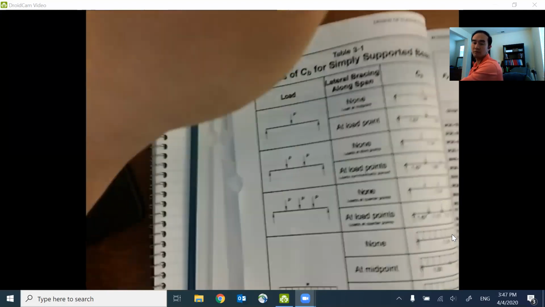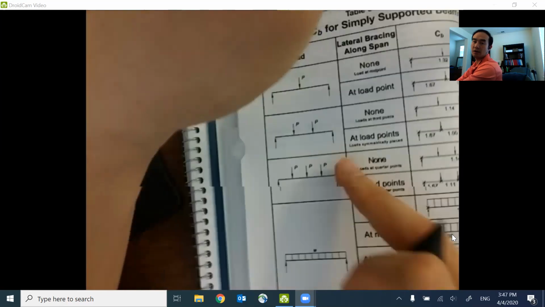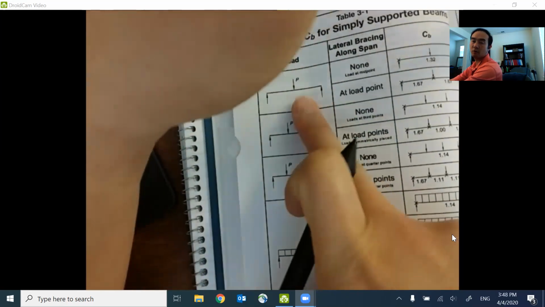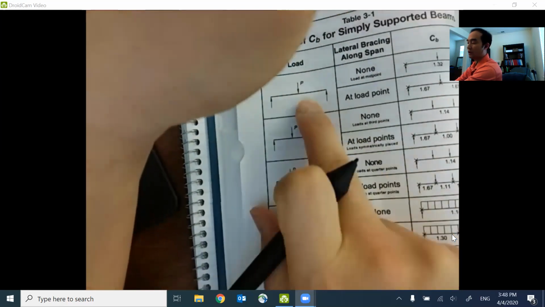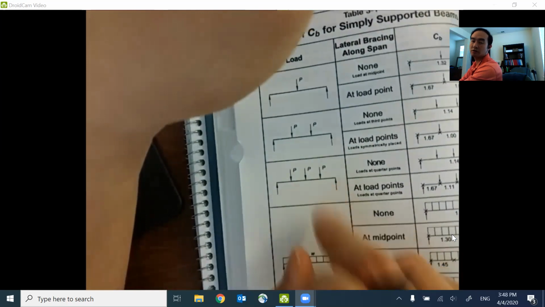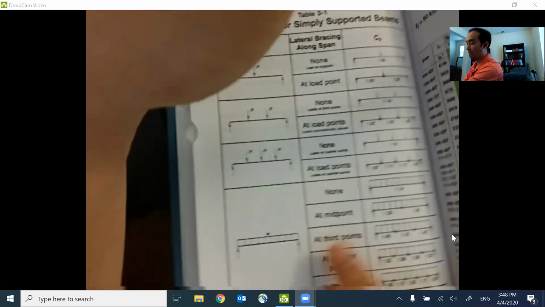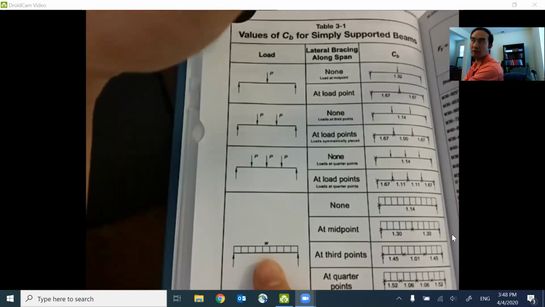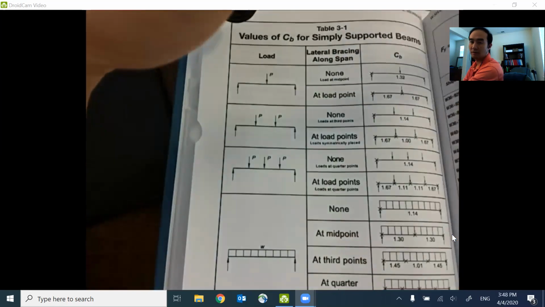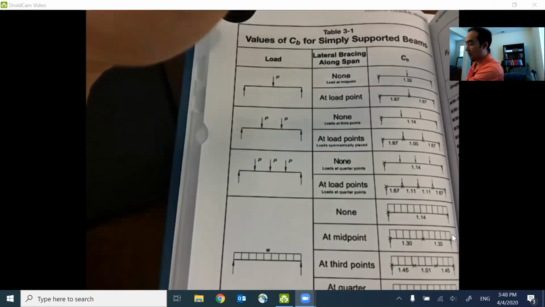So this is the very bottom of the table. This table provides several different typical loading conditions: the concentrated force in the middle, 2 concentrated forces, 3 concentrated forces, and another typical case that we do have, the uniformly distributed load. And the second column shows us where we have lateral bracing along the span.